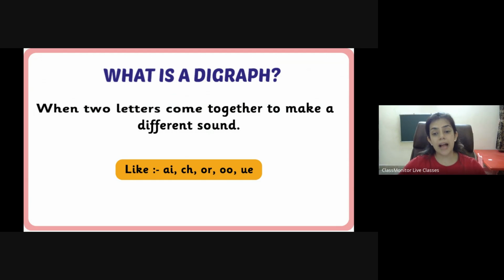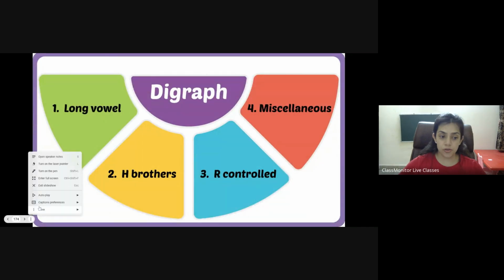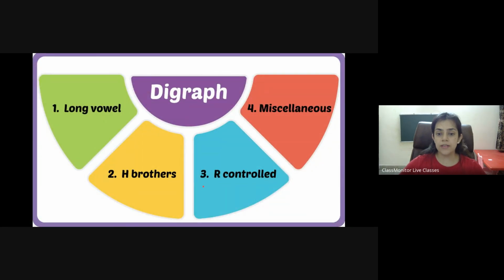Now, these digraphs are divided into four categories. The first is your long vowels. The second is the H brothers. The third is the R controlled vowels. R controlled vowels are when the vowels A, E, I, O, U come with the letter R. That is called your R controlled vowels. And the last is your miscellaneous ones.